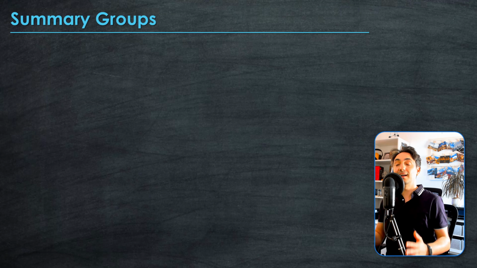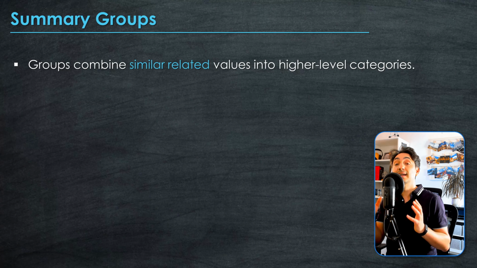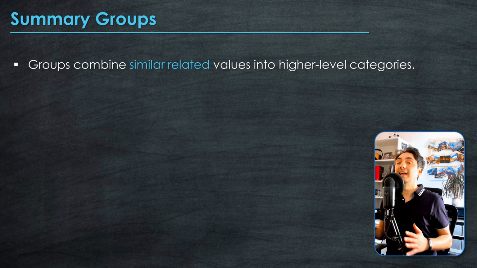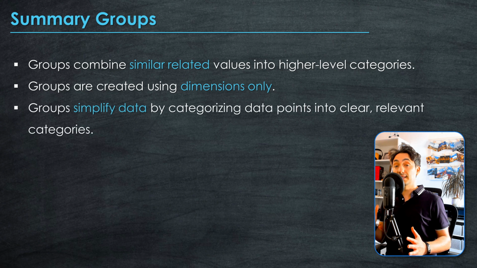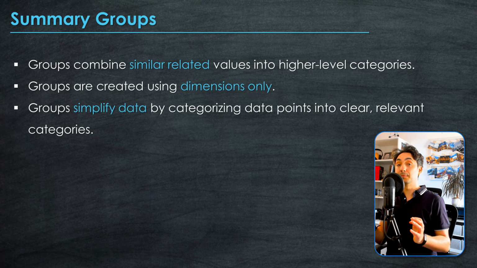Alright, so now let's summarize. Groups in Tableau combine related similar values into high-level categories, and groups can be created based only on dimensions. We cannot create groups from measures, and the group itself is gonna be a discrete dimension. So groups in Tableau are very useful to simplify your view and make it easier to understand your data by grouping the data points into clear and relevant categories.